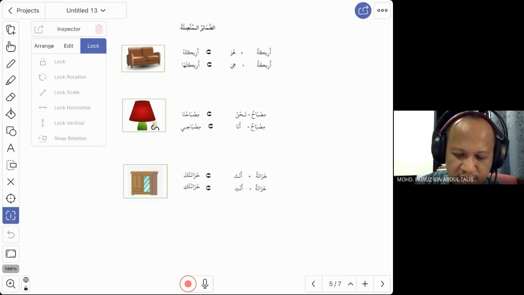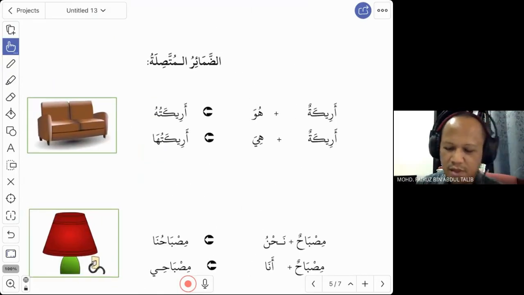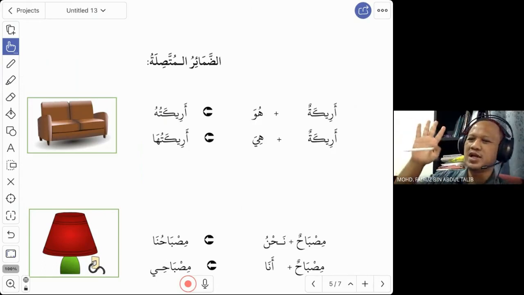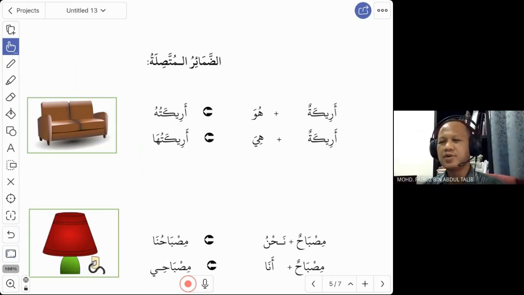The next one is Ad-Dhamairul Muttasilah. This is also a revision of the topic Ad-Dhamair Al-Muttasila that you have learned. As in Dhamair Munfasila, you have 6 words: anta, anti, ana, nahnu, huwa, and hiya. The same goes for the Dhamair Muttasila. You have the other 6 words.